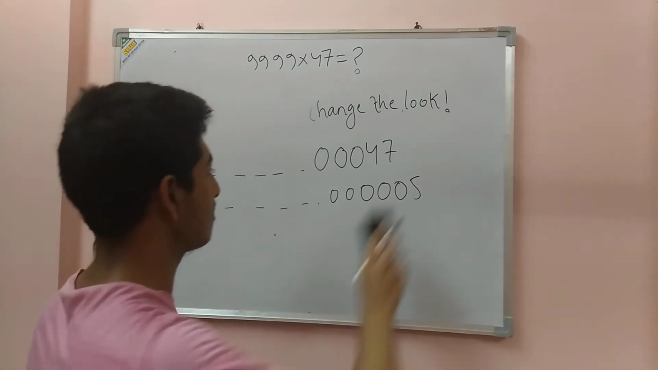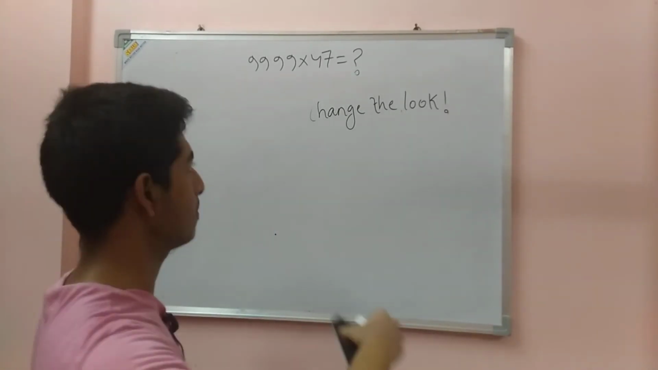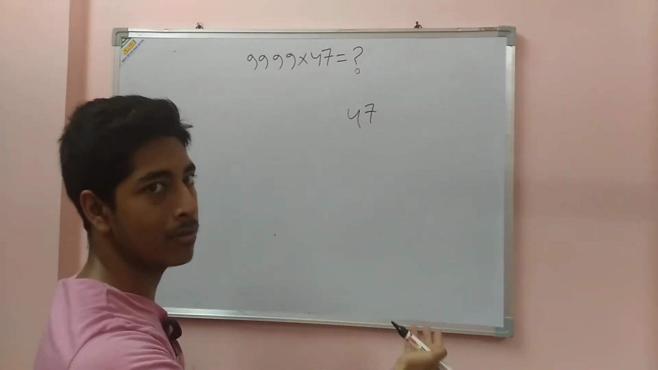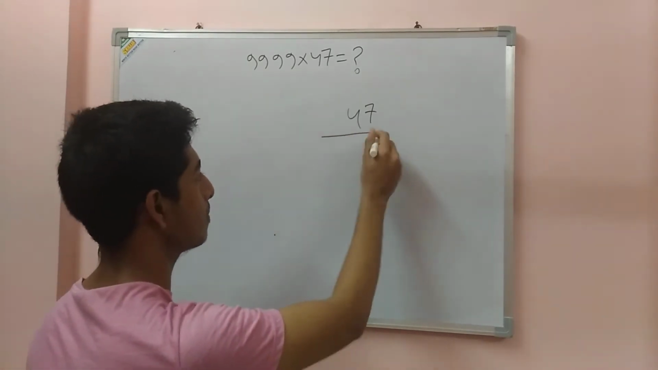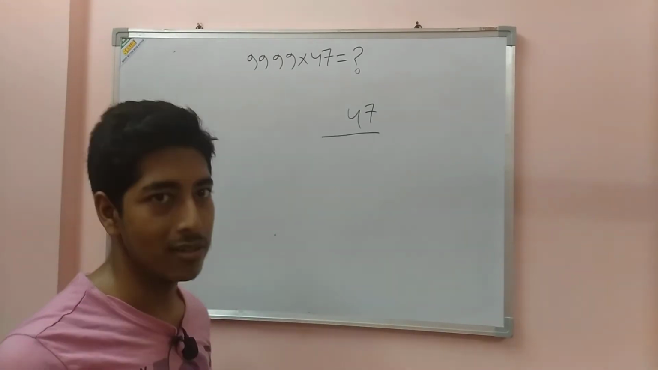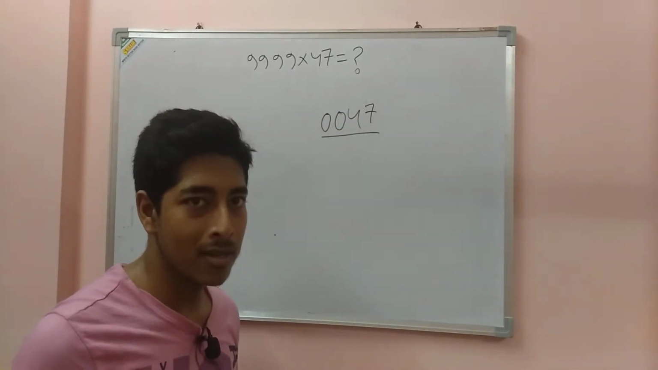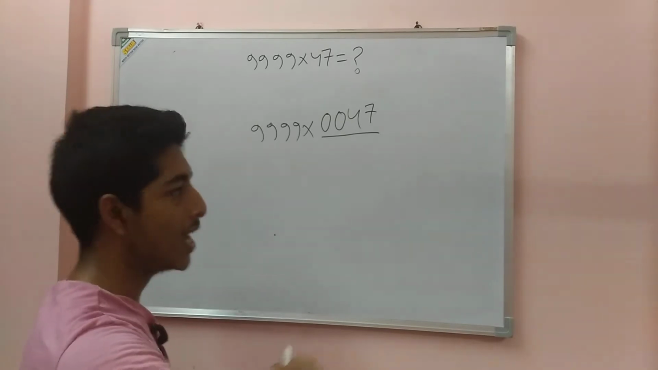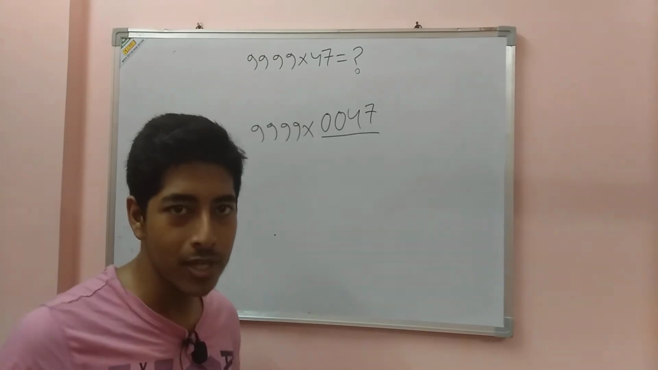Now you will understand what changing the look means. So let's get started. We have 47 here, a 2-digit number. In order to use these 4 9s, we need to have 4 digits on the right hand side so that we can solve this problem. But unfortunately, we have just 2 digits here. We can just add 2 more zeros here to make it a 4-digit number. Now we have a 4-digit number on the right hand side as well as 4 9s on the left hand side. That is the first case which we discussed in our previous video.